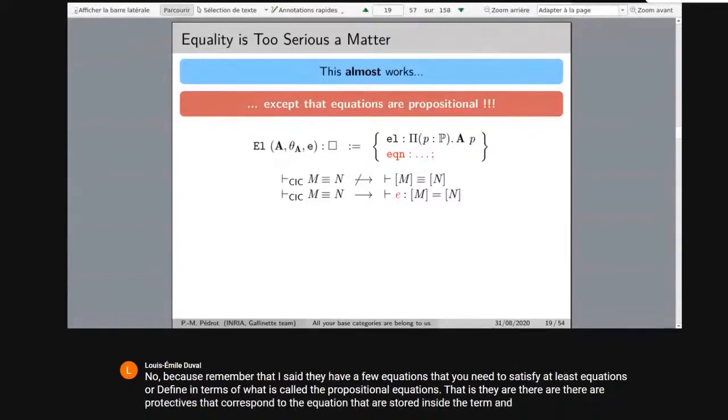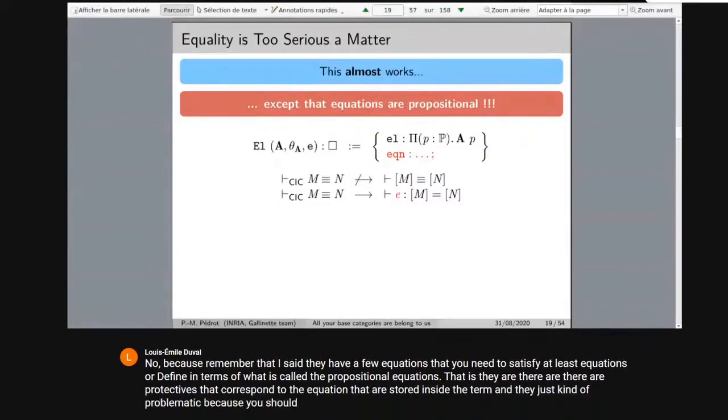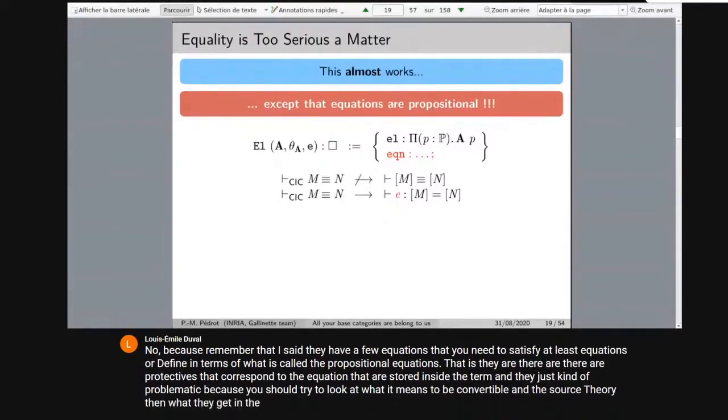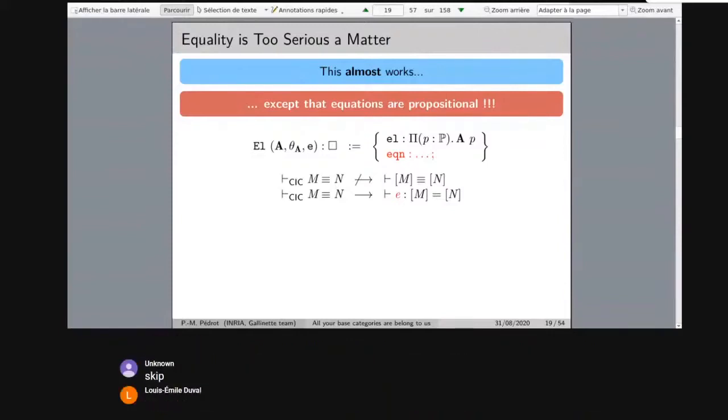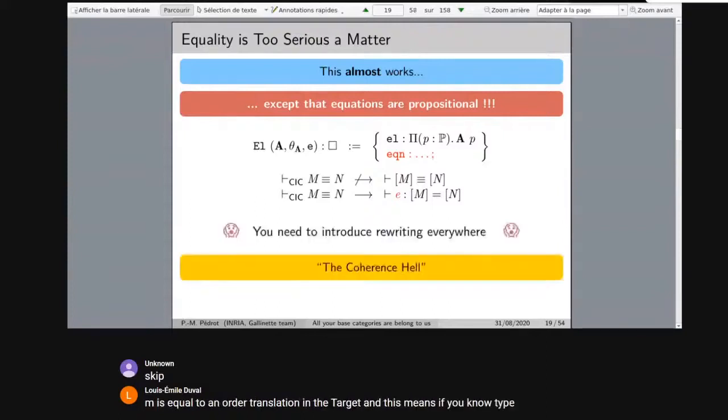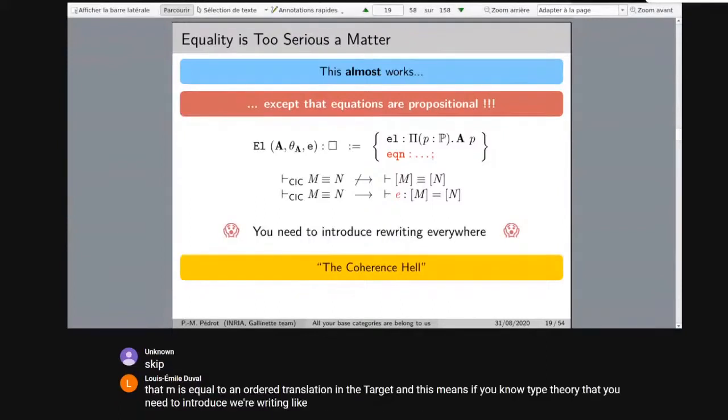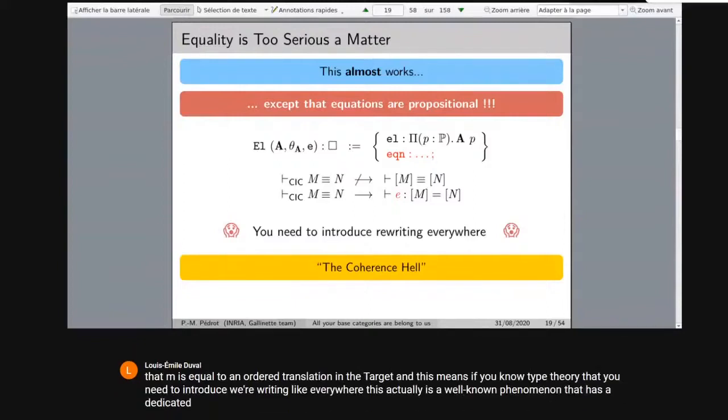And this is kind of problematic because if you try to look at what it means to be convertible in the source theory, then what you get in the target theory is no more convertibility. Instead, you need to use those equations in a proof-relevant way, so that if M is convertible to N in the source, you only get a proof that M is equal to N, or its translation, in the target. And this means, if you know type theory, that you need to introduce rewriting everywhere. This actually is a well-known phenomenon that has a dedicated name, which is the coherence hell.